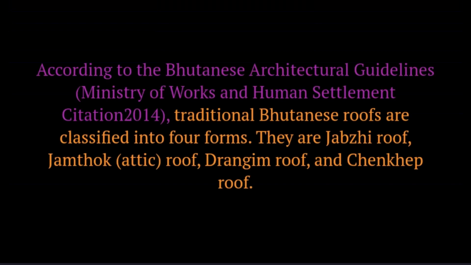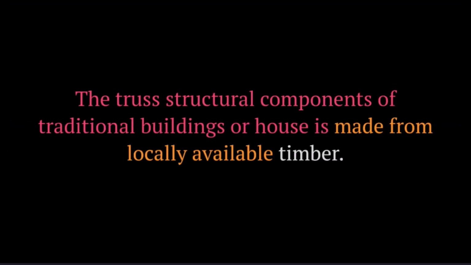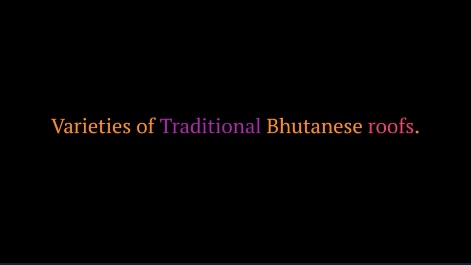According to the Bhutanese Architectural Guidelines, Ministry of Works and Human Settlement, Citation 2014, traditional Bhutanese roofs are classified into 4 forms. They are the Jabzi roof, Jamthok attic roof, Dranjam roof, and Chenkhep roof. The truss structural components of traditional buildings or houses are made from locally available timber. Varieties of traditional Bhutanese roofs.